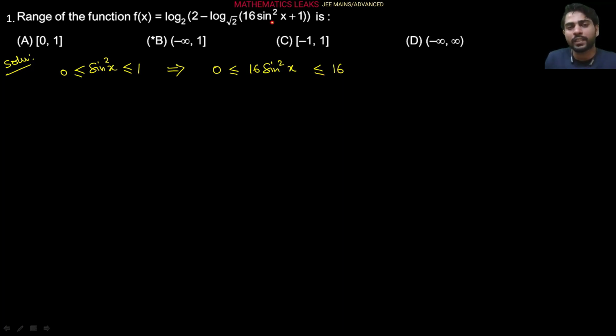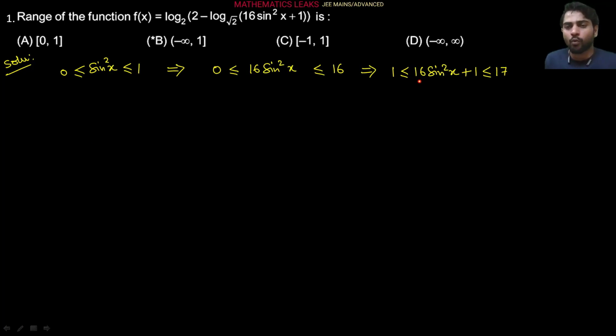Now here we are observing 16 sin²x plus 1. So I am just going to add 1 on every side of this inequality. So we will get 0 plus 1, which is 1 only, less than or equal to 16 sin²x plus 1, less than or equal to 16 plus 1, 17, right?